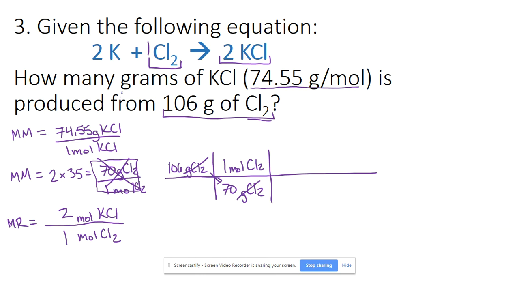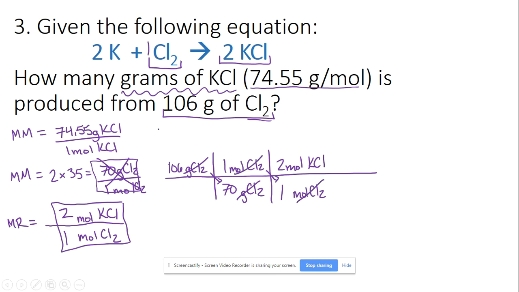We're looking for grams of KCl, so we've got to keep going. Whatever unit is in the top, that same unit goes in the bottom. So we need moles of Cl2. We have it with our mole ratio. We see that a 1 goes with moles of Cl2. The other part of that ratio is moles of KCl. So we're going to put 2 moles of KCl in the top. Our moles of Cl2 cancel out. They're asking us for grams of KCl, so we're still not quite there.